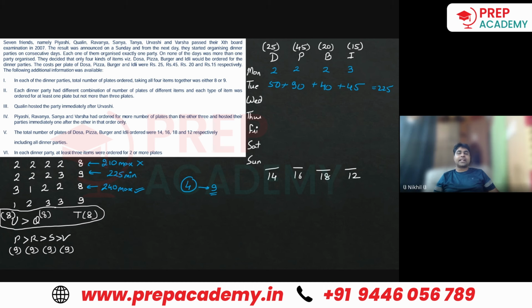See, it said that the maximum cost was on a Monday. So that means, and I am assuming that the number of items ordered was 8 only, because we have got one option where it is 240 and it is more than 225. But 9 items were ordered by four of the friends, right? So 225 is one of the minimum values.